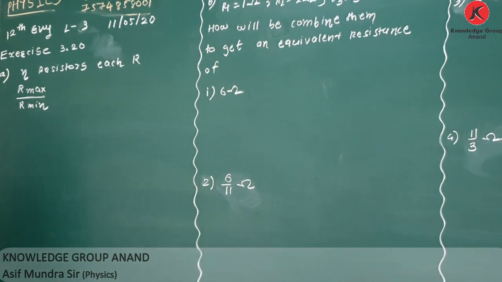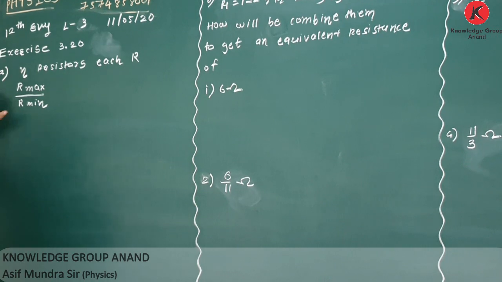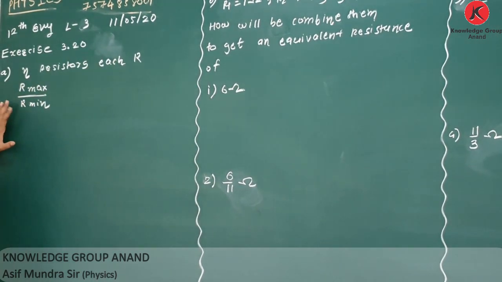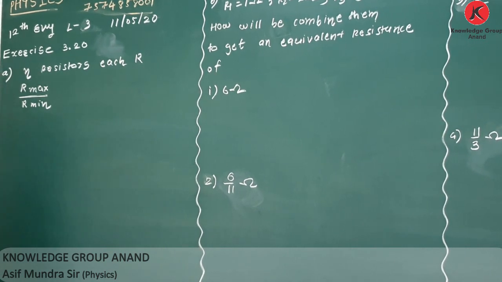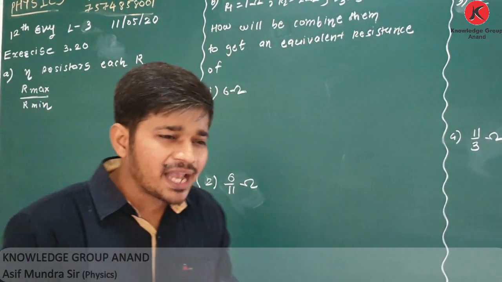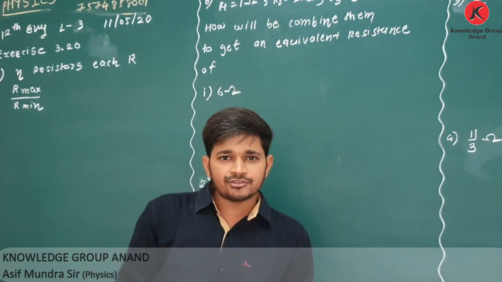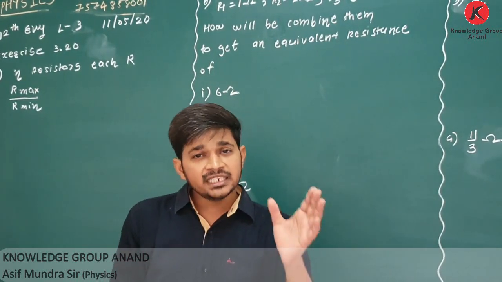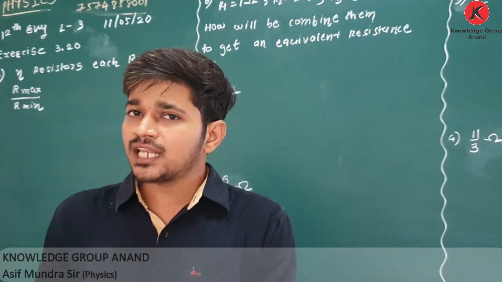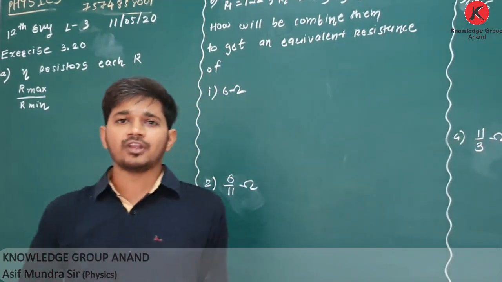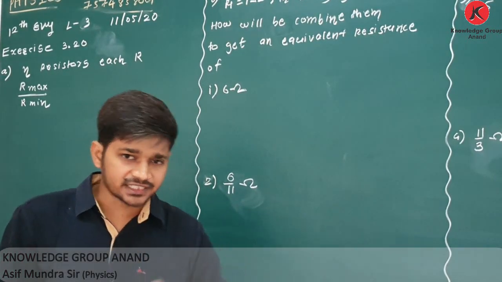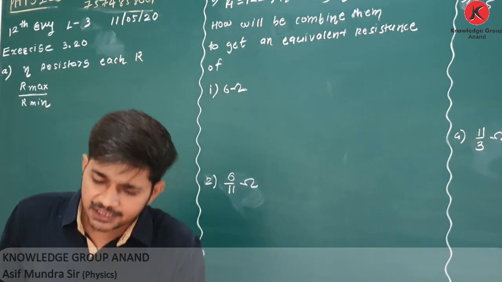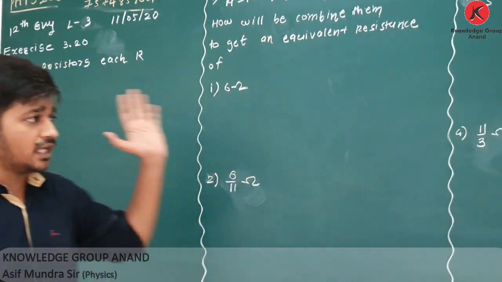See, exercise question number 3.20. Question A: n resistors, each of resistance R, are given. You have to find the ratio of maximum resistance to minimum resistance. See students, in series and parallel connection, we discussed one example, 6 ohm and 4 ohm. In series connection we got the answer 10 and in parallel connection we got 2.4. So from this it is clear: if you want maximum resistance, connect resistors in series connection. If you want minimum resistance, connect resistors in parallel connection.